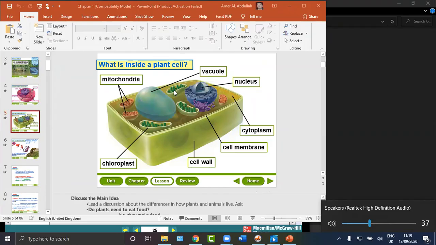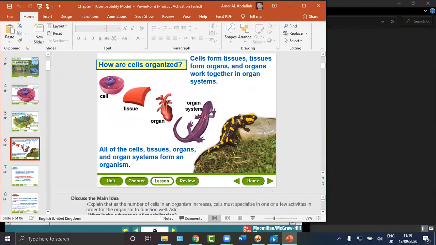After a little, we will see what the difference is between plant cell and animal cell, and what is alike between plant cells and animal cells. Okay. We learned before cell, tissues, organ, and organ system. Cells form tissues, tissues form organs, and organs work together in organ systems. All of them form an organism.